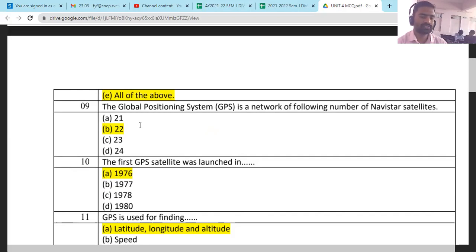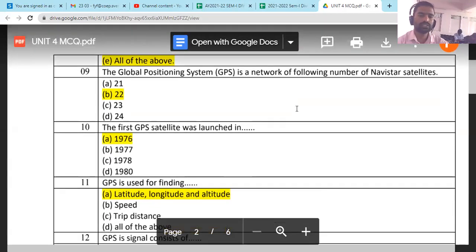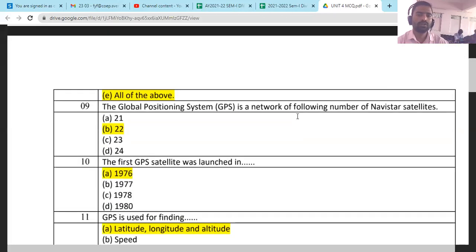The global positioning system is a network of the following number of Navstar satellites. Answer is 22.